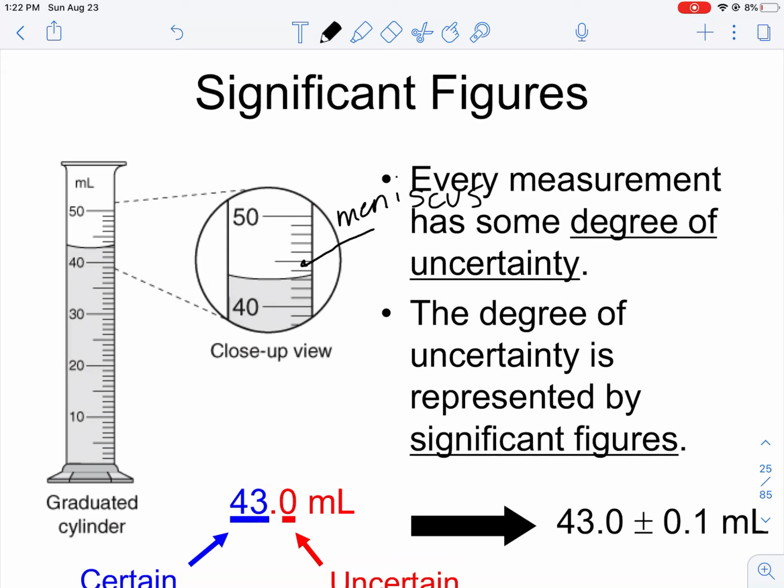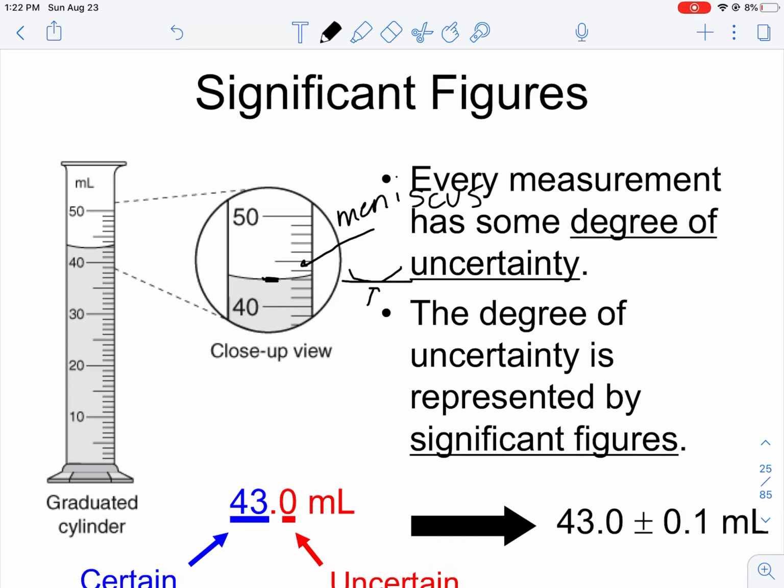Meniscus. Now, the bottom of that curved line is where you read it from. The bottom of the curved line. So we'd be reading it right there. And we'll talk about the reason for that as well when we get to measurements. But every measurement has some degree of uncertainty. But we are absolutely sure. We're going to look at the tick marks, right? And so we've got 40, 41, 42, 43. We are absolutely certain that there's 43 mils of whatever substance there is in this graduated cylinder.